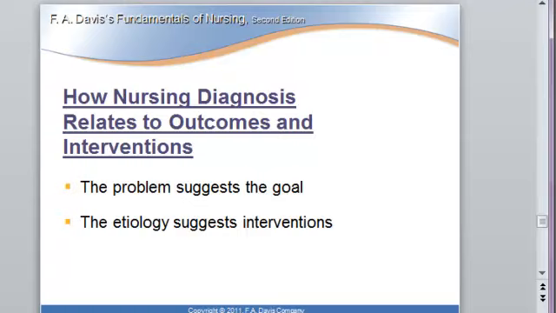So how does nursing diagnosis relate to outcomes and interventions? Basically, the problem will suggest what the goal would be, and the etiology suggests what kind of interventions will be done when we take care of the patient.